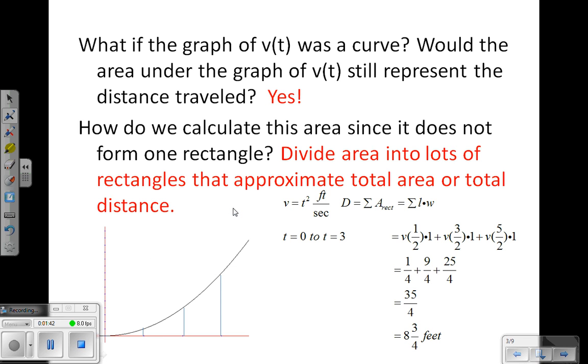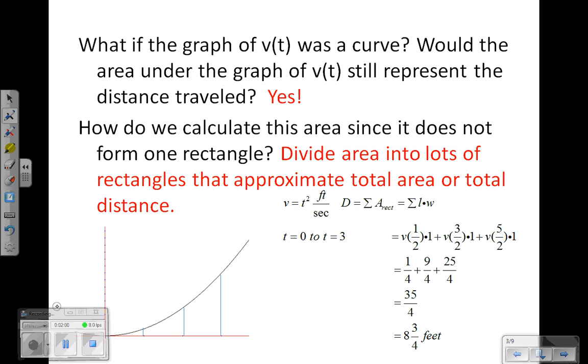Okay, let's take a look at a few other things. The second part asks you, what if the graph of the velocity was a curve? Would the area under the graph of v of t still represent the distance traveled? The answer is yes. Okay, so let me get rid of this for a second.